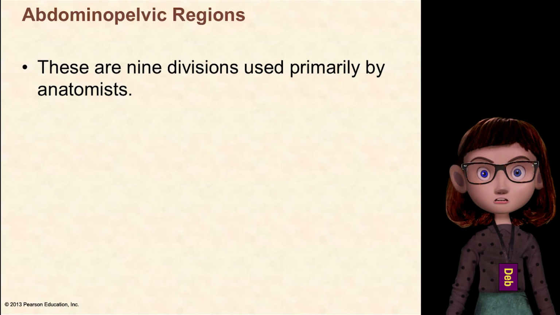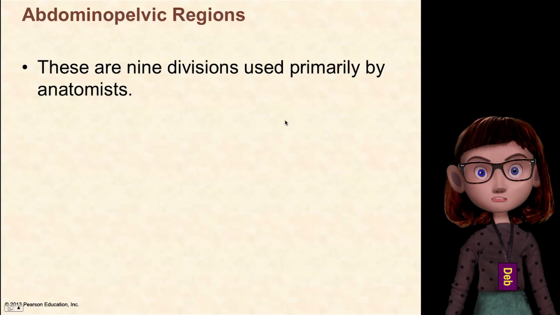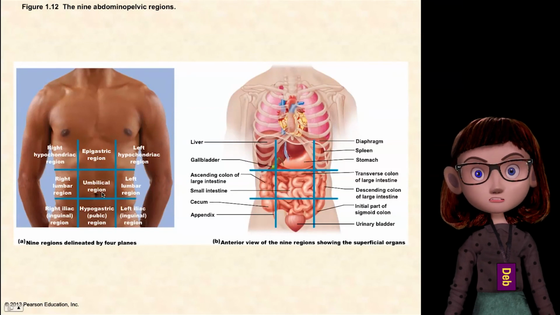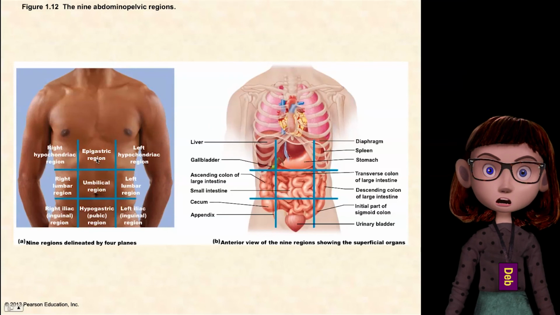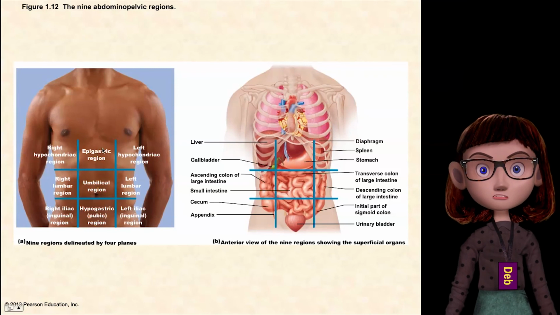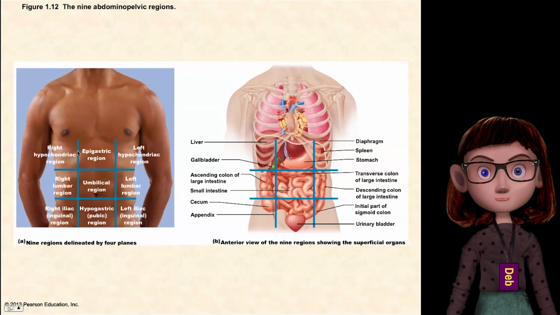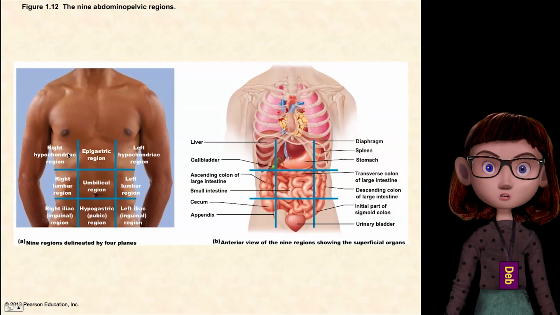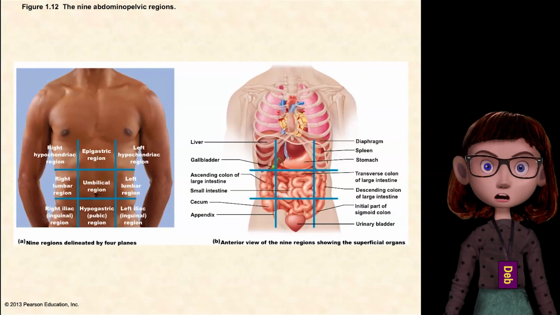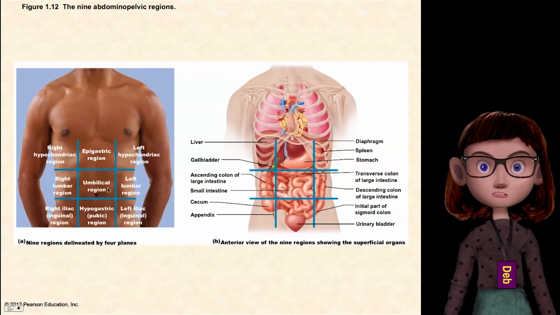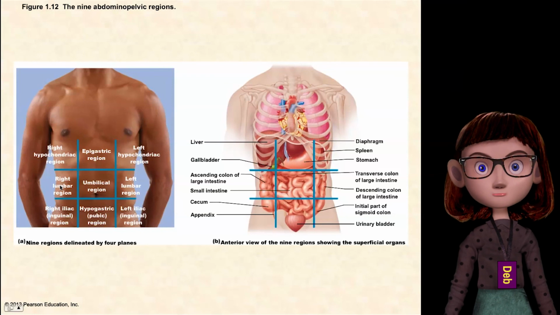There's actually 9 divisions also that are used primarily by anatomists. And here they are. I start in the middle. Here's your umbilical region by the umbilicus. Above, that would be your epigastric. Gastric refers to the stomach, so it would be right over where the stomach is joining to the esophagus. Right hypochondriac region. Hypochondriac gets its name from below the cartilage of the ribs. So here's your right hypochondriac region, left hypochondriac region. To either side of your umbilical region, you have your right lumbar region and the left lumbar region.